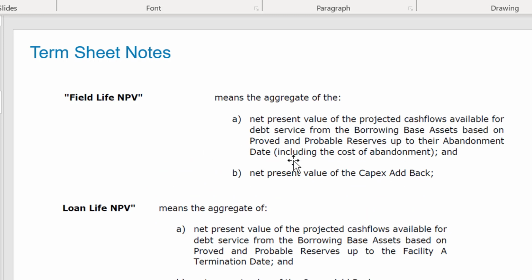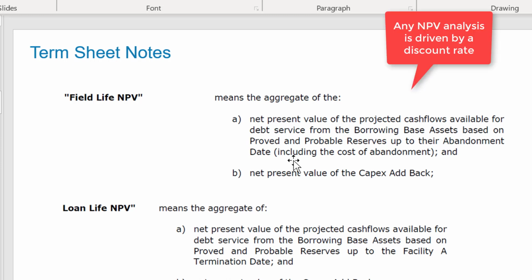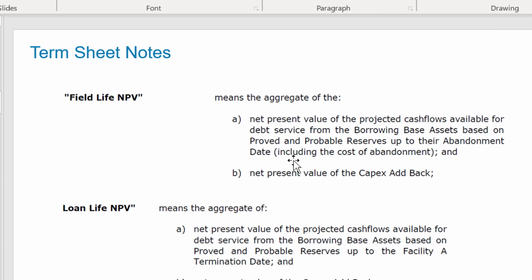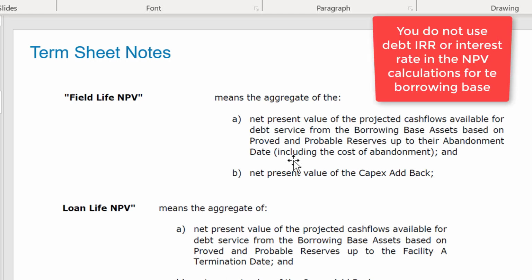You compute the field life NPV, and it's the field life of the CFADS. Now, for the LLCR and PLCR, you use a discount rate, and the discount rate has to be the debt rate, and it should be the debt IRR if the interest rate changes over time. That's a little bit tricky. Or it doesn't have to be the debt IRR. You can do this compounding, some product of the CFADS divided by the discount factor.